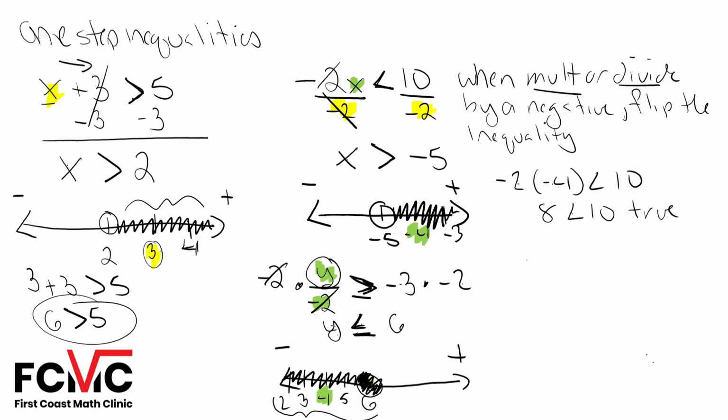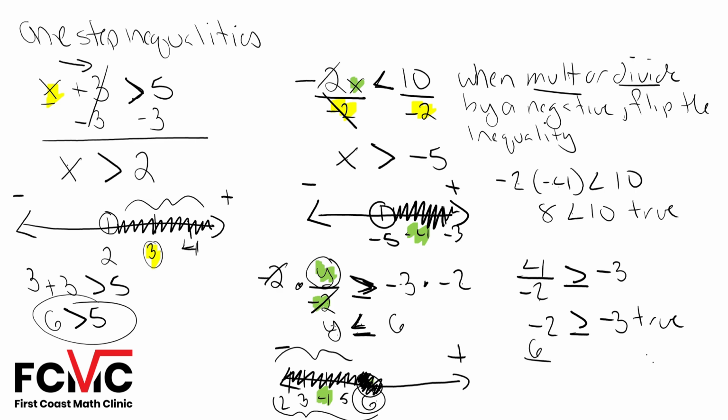So I'll check that off to the side. We can have 4 divided by negative 2 is greater than or equal to negative 3. 4 divided by negative 2 is negative 2, which is greater than or equal to negative 3, which is a true statement. Now we could use any of the values here to check our solution. Just to show you this, I'm going to choose 6. If I put 6 in for y, 6 divided by negative 2 is greater than or equal to negative 3, and I get negative 3 is greater than or equal to negative 3, which is another true statement.